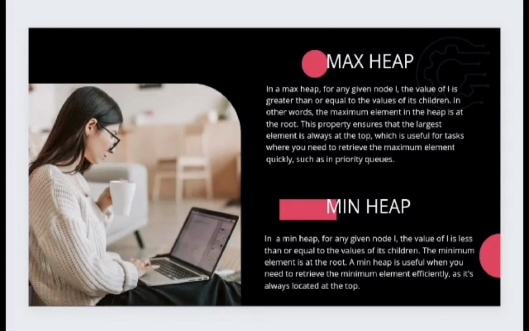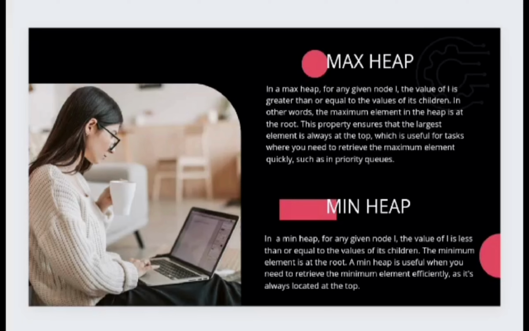Max heap. In a max heap, for any given node i, the value of i is greater than or equal to the values of its children. In other words, the maximum element in the heap is at the root. This property ensures that the largest element is always at the top, which is useful for tasks where you need to retrieve the maximum element quickly, such as in priority queues.